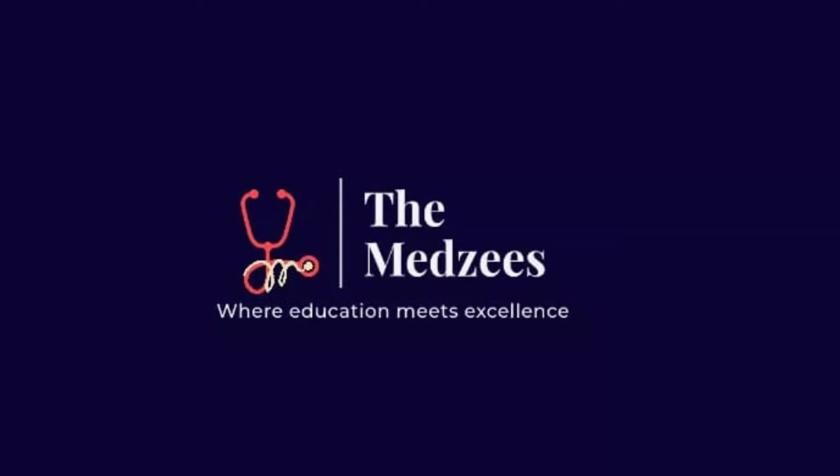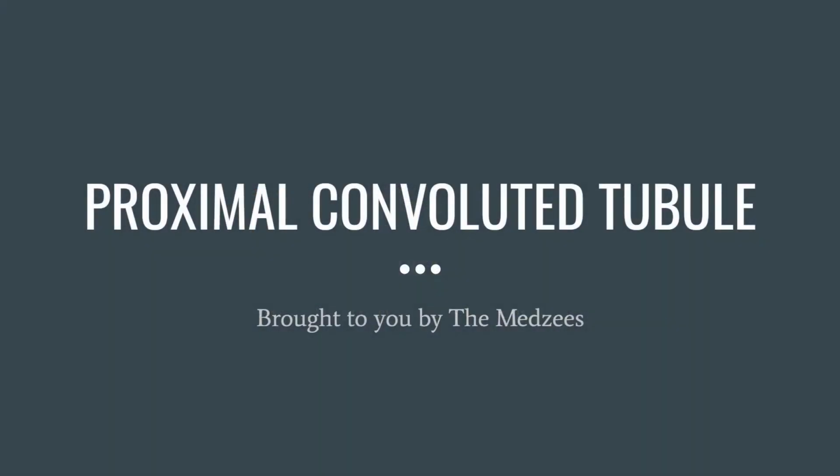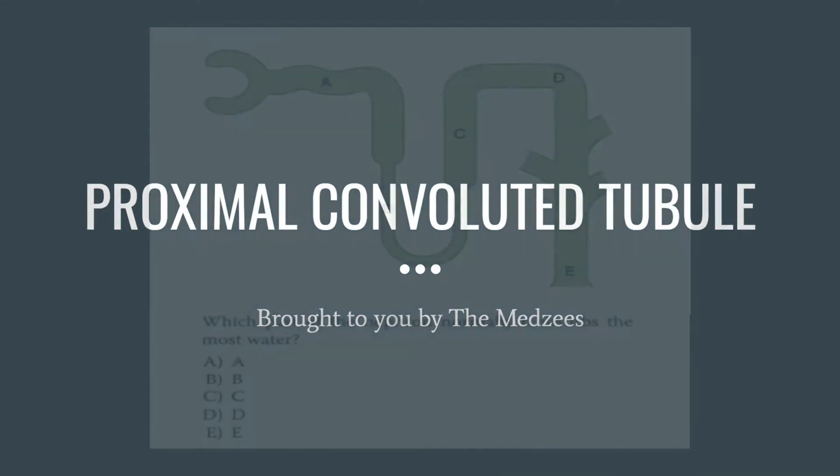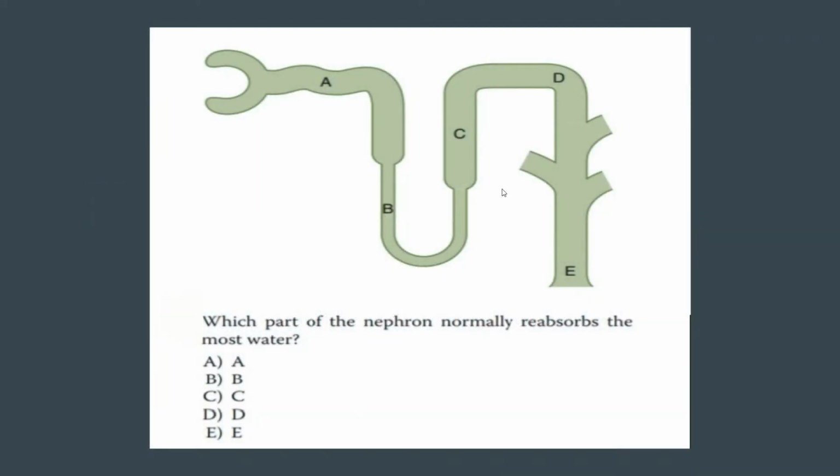And today we will be talking about why the proximal convoluted tubule is one of the most important components of the nephron. But before we do that, we'll have a look at this question.